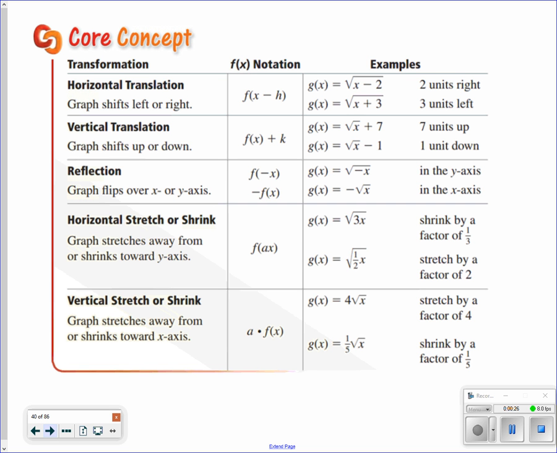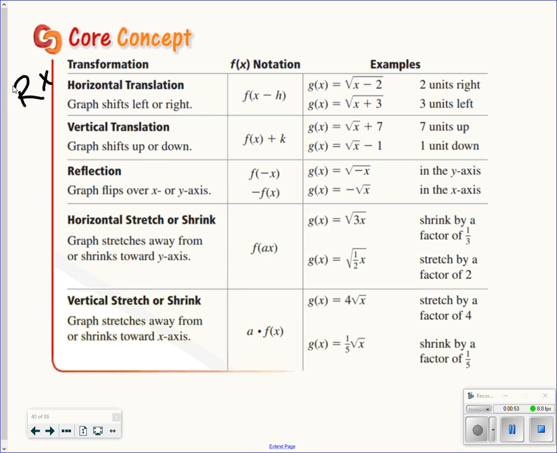So let's talk about each one of these one more time because there still are some individuals that struggle on this. If you are going to do a horizontal translation, or basically shifting the graph left and right, now you're talking about replacing x. If you're going to the right, you are replacing with x minus the number, and if you are going to the left, you're replacing it with x plus the number that you're going.